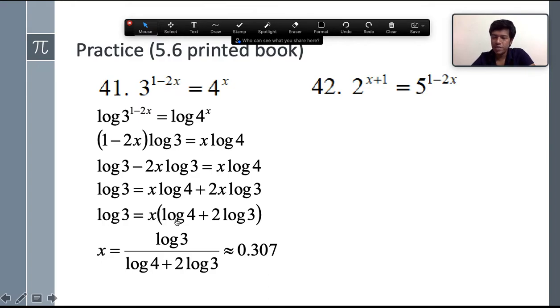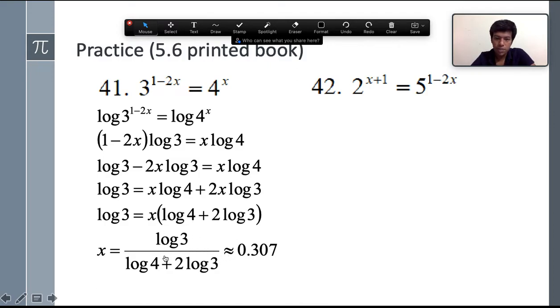Then, just like the rule in algebra, we can send it to the other side. So it will become division since it is multiplication on this side. This is one way to look at it. Another way to look at it is to divide both sides by log 4 plus 2 log 3. Then you will have it.